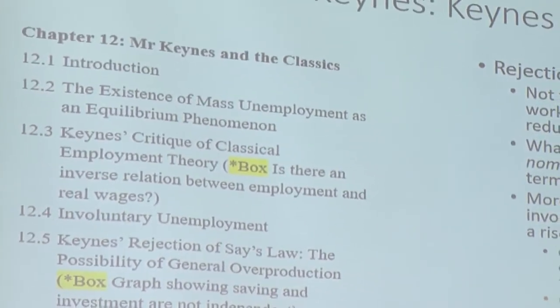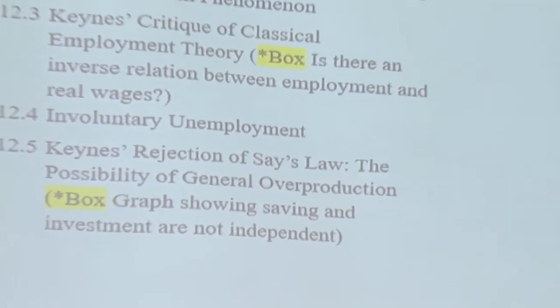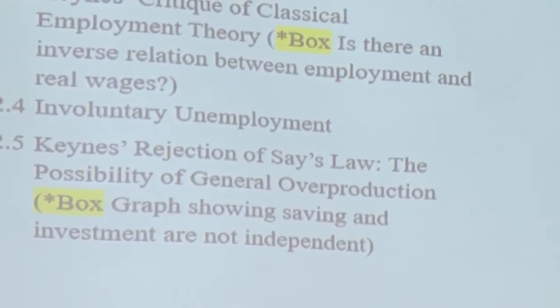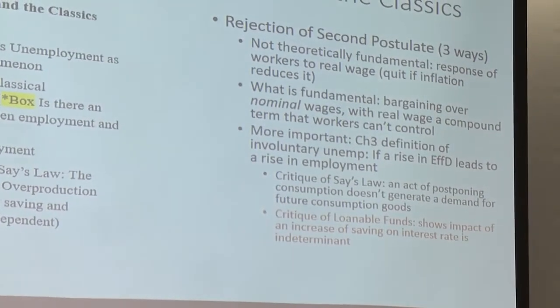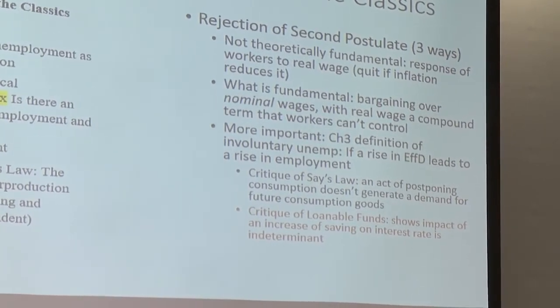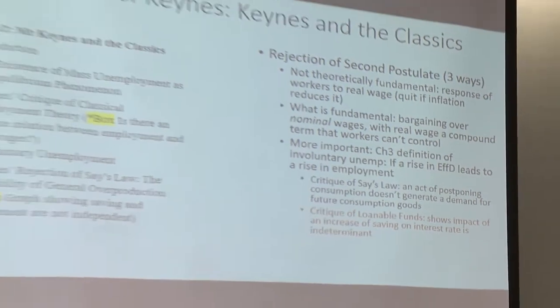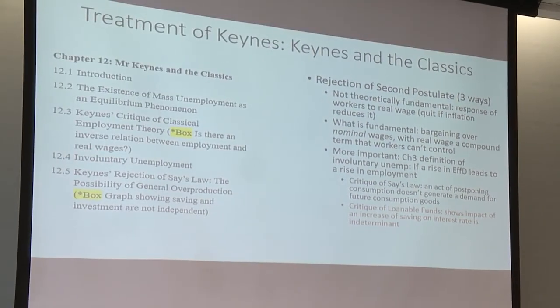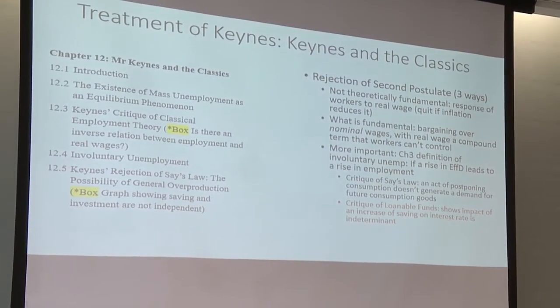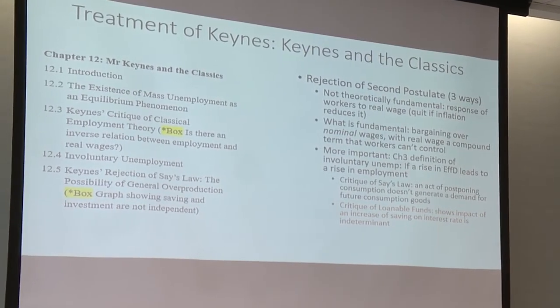Again, we have a section at the end that critiques loanable funds and shows that the impact of an increase of saving on the interest rate is indeterminate. And for the people who've read the General Theory, you know that Keynes actually had a graph in the General Theory demonstrating this. It's very surprising that he chose this one thing to present graphically in the General Theory.